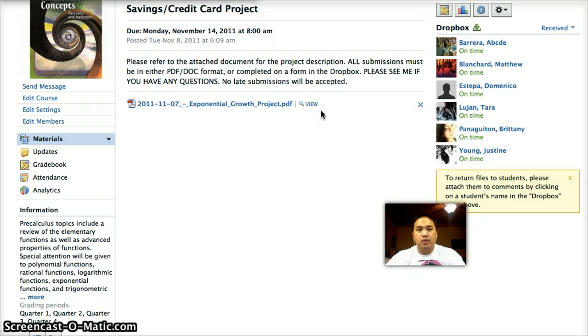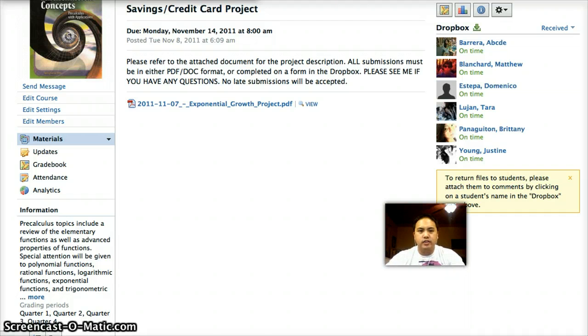Again, ideally for this project, I'm trying to get you all to find a credit card and savings account that you legitimately will open up. If you don't want to open one up, or if you can't find one, this whole assignment's made for you. So please put in the full effort, or that's how the grading is going to be.